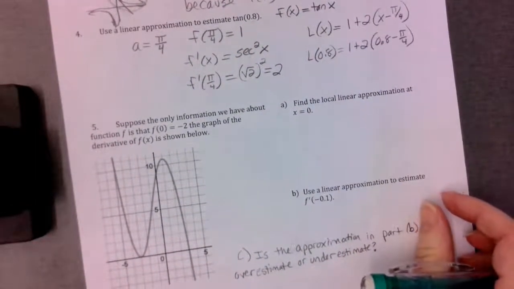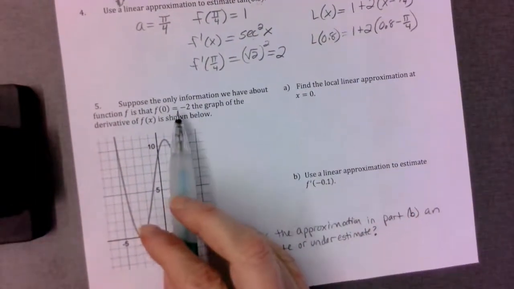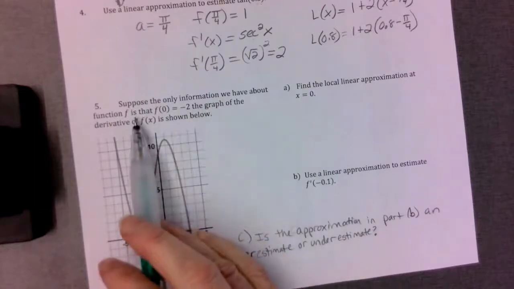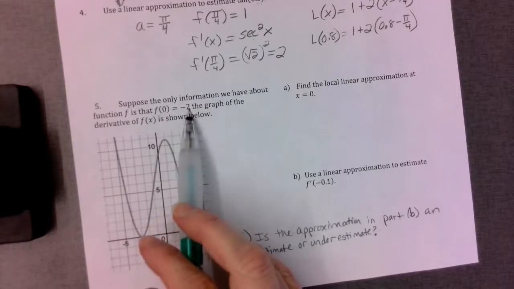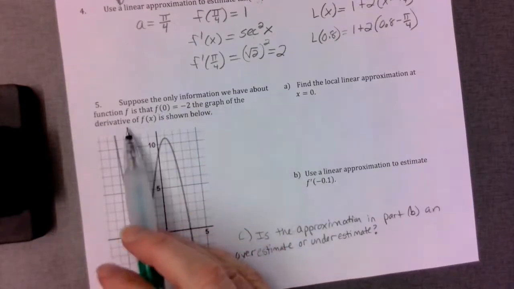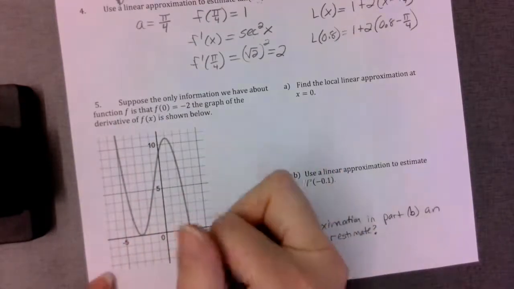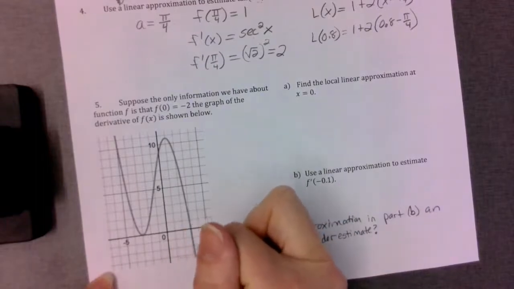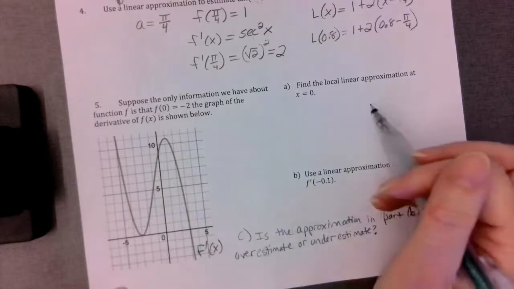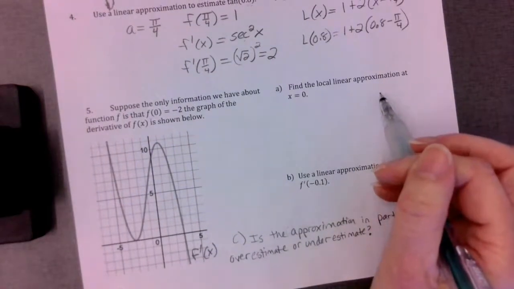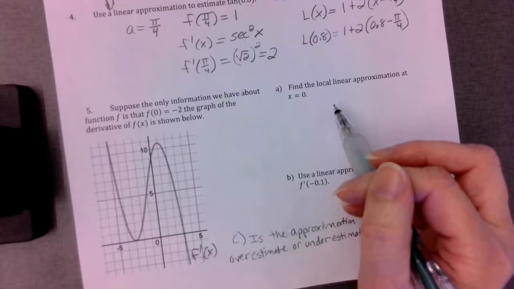The last problem here, the only information we have about a function f is that we have a point on function f, (0, -2), and the graph of the derivative is shown below. So this graph, I'm going to label it f prime of x. This represents the slope values. Local linear approximation at x equaling 0.